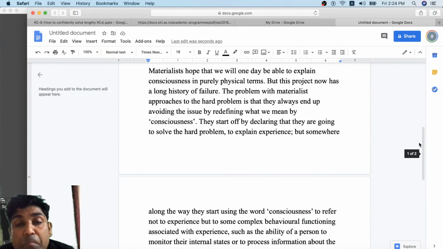But materialists hope that we will one day be able to explain consciousness purely physically. Now we were saying that this is the problem: we don't know why certain activities at a physiological level result in certain experiences and feelings. Materialists hope that we'll one day be able to explain consciousness in purely physical terms.